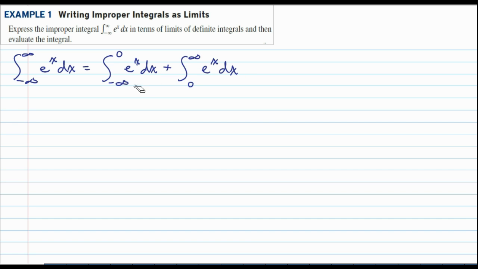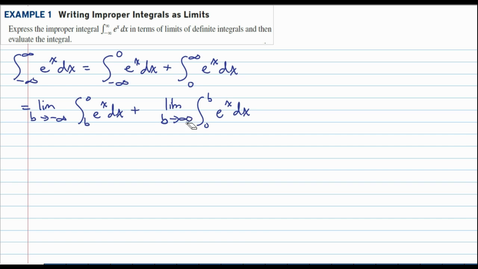Well, now we can't use infinities in our upper and lower limits of integration, so we're going to change this first expression to the limit as b approaches negative infinity of the antiderivative of b to 0, e to the x dx, plus then the second one we're going to make b approach positive infinity of the antiderivative of 0 to b, e to the x dx. So this b is going further and further to the left, and this b is going further and further to the right to find out how much area is under the curve from negative infinity to infinity.